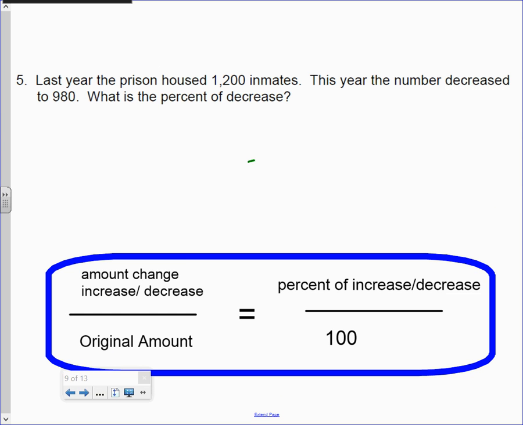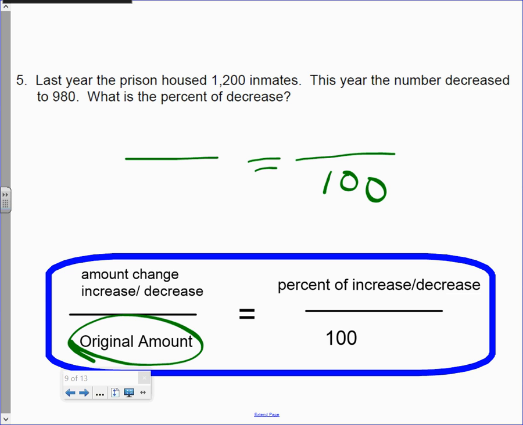We're dealing with a percent situation, so I know 100's going here without even thinking about it. The original amount of prisoners, 1,200. That was easy. Percent increase or decrease is the question. That's easy. Now it's just the difference between the old and the new. 1,200 minus 980, I want to say it's 220. Done, pretty much. The rest is just a cakewalk. Easy stuff, you guys.